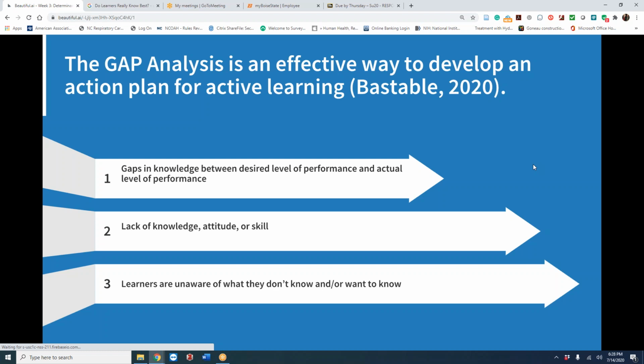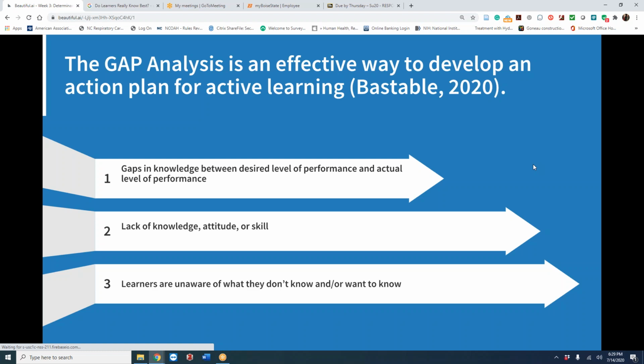You probably read something about the gap analysis in your text, and the gap analysis is the next step after the SWOT. But it could also be the one that you do first. It doesn't have to be in that order, but you're trying to identify what you need. It's an effective way to develop your active learning plan.